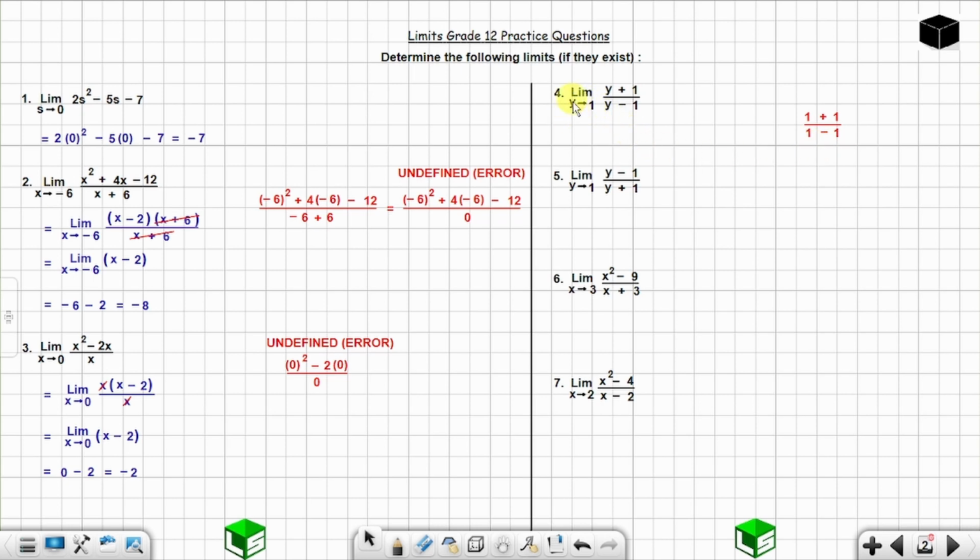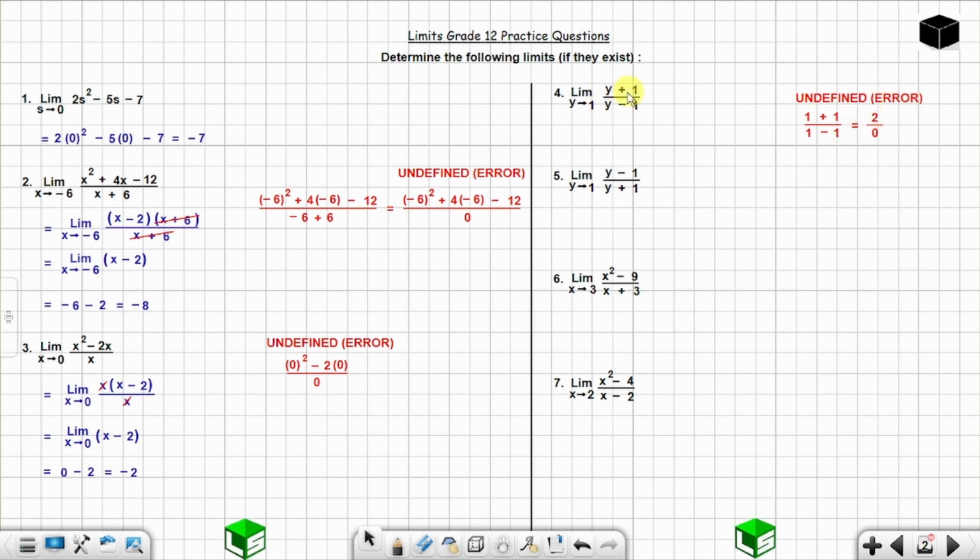Okay, because you've got limit as y approaches 1. So you have y there and y there. You are going to plug 1. You are going to have 1 minus 1, which is division by 0. Again, this is undefined. If you try to plug this in your calculator, you are going to have an error.